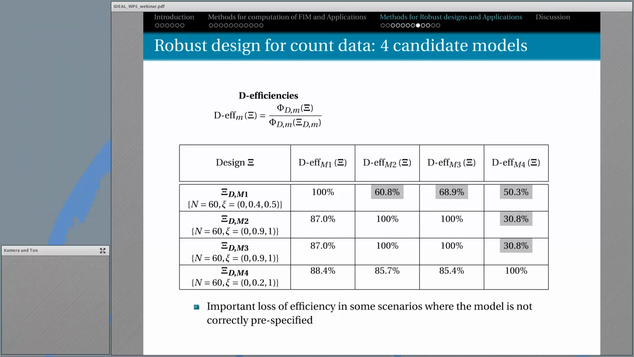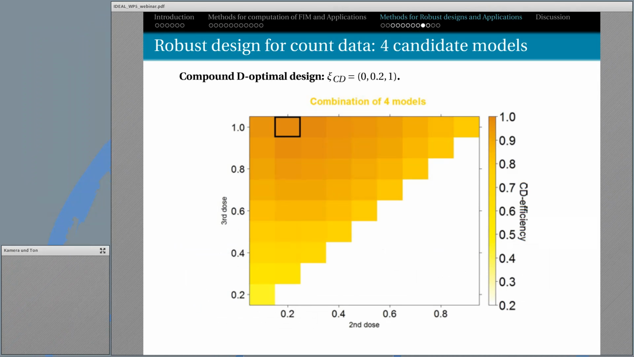So we see here the importance of the model to choose the optimal design, and if you're wrong in your choice of the model, you can have a bad design. That is why we propose to perform compound D-optimal design. And if we perform compound D-optimal design, here are the results. Remember, I have assumed that the probability of each model is 1/4, because I don't know which model to choose. And we found that for the compound D-optimal criterion, the optimal design is this one, 0.2 and 1, which is indeed the optimal design for model M4. This was not an expected result, but this is what we observed here. The optimal design is for model M4.